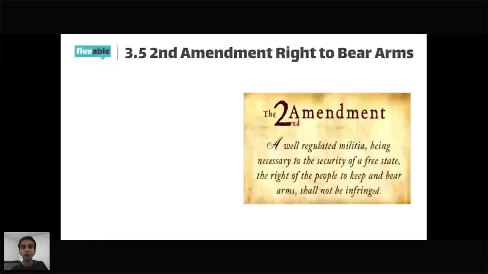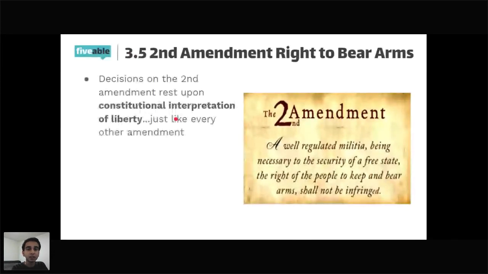But we're going to move on into the Second Amendment and the right to bear arms. As you guys probably know, the Second Amendment is one of the more controversial amendments just because of its split among political parties.